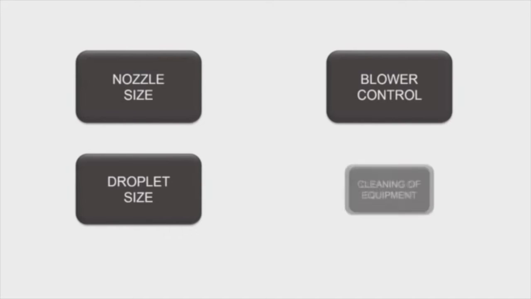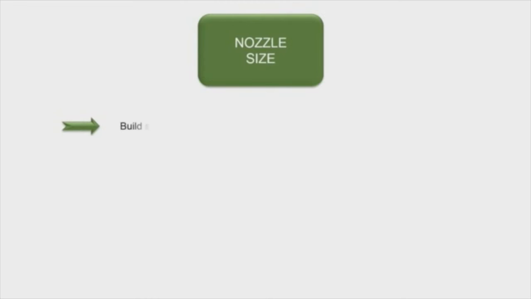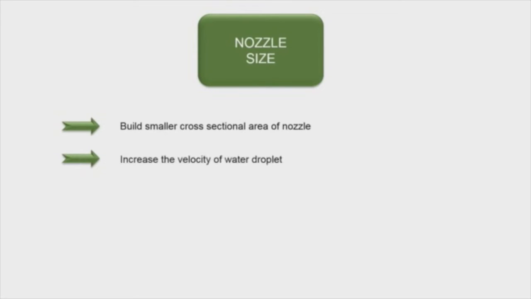Recommendation. There are some recommendations in order to increase the efficiency of the spray chamber, such as nozzle size, blower control, droplet size, and the cleaning of equipment. For the first recommendation, which is the nozzle size, build a smaller cross-sectional area of nozzle in order to increase the velocity of water droplets. Increasing the relative velocity between the gas and liquid droplets will increase the particulate momentum, allowing the smaller particles to be collected during the impaction.